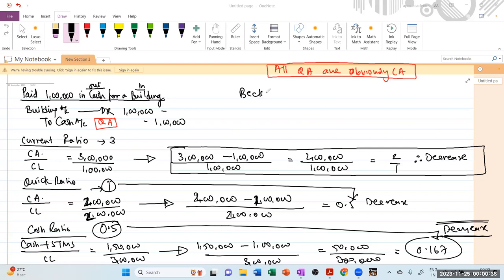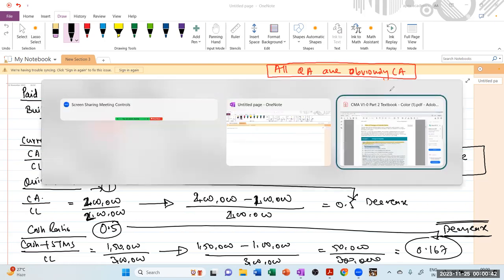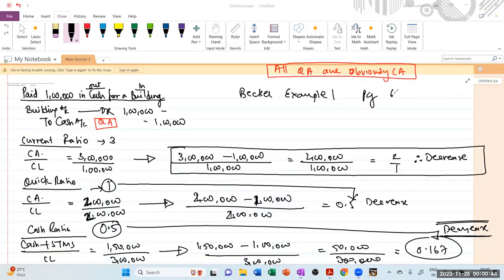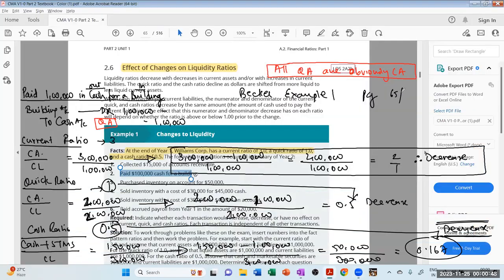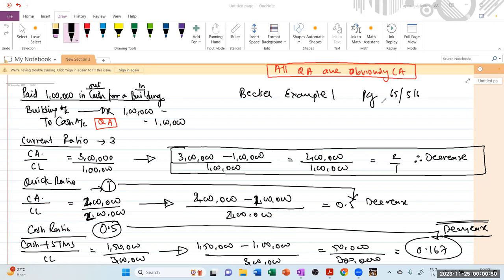Now this is the same question. Becker, example 1, page number. What is your page number? 65 out of 516. Finish it off. Take a screenshot. Got it, guys? Yes or no? Okay, I'm rubbing this off.